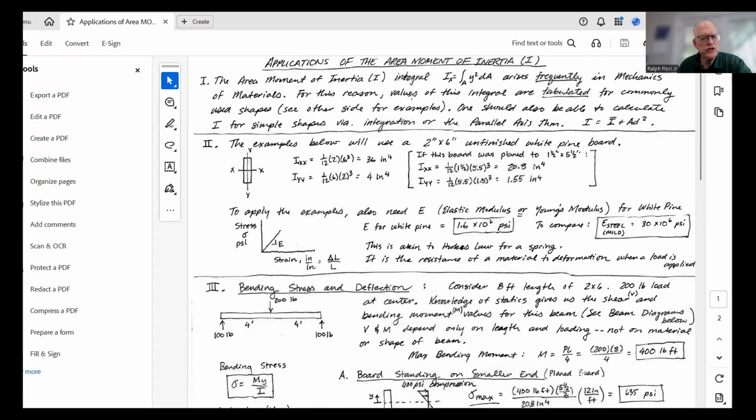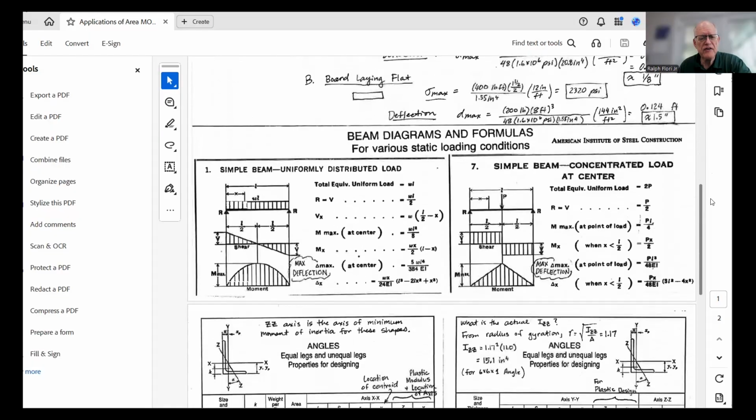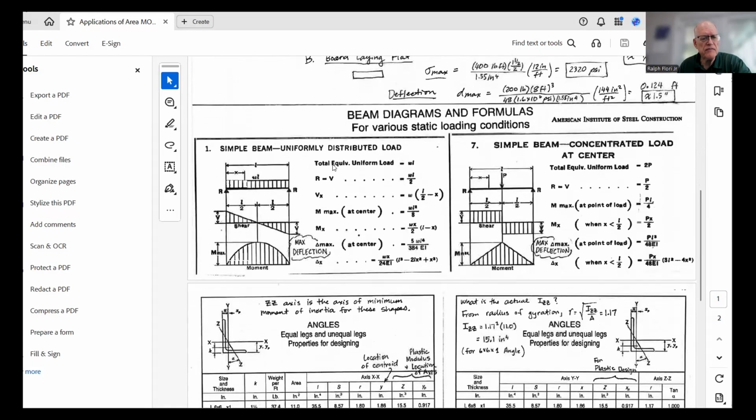So area moments of inertia, the symbol is capital I, and it's defined by the integral, for example, of Ix is the integral over the area of y squared dA. It arises frequently in mechanics of materials. And so you'll see moments of inertia tabulated, for example, in beam tables. You can actually scroll down in this handout. There's shear and bending moment diagrams for common loading situations.